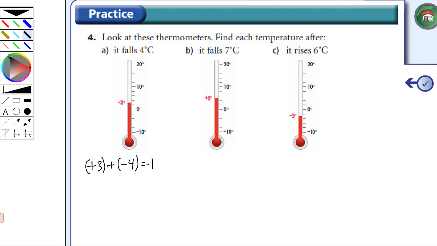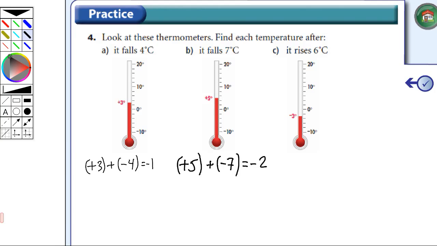Let's look at the next one. So next one we have +5, and we are going to be adding a new temperature of reducing it by 7. So we're going to take away the 5, and we're going to go 2 below that, so that'll leave us with -2. So that's B.